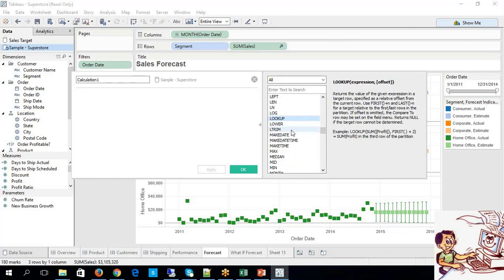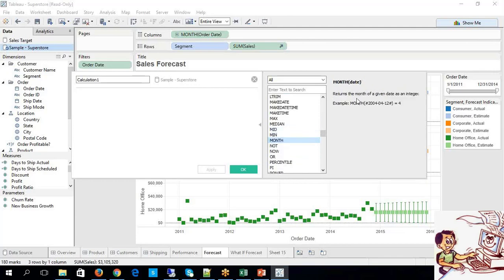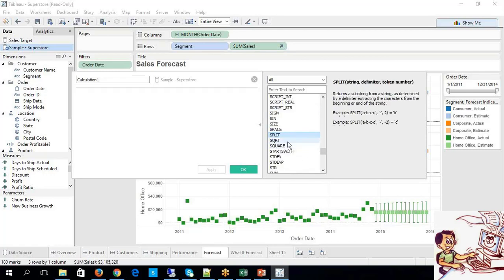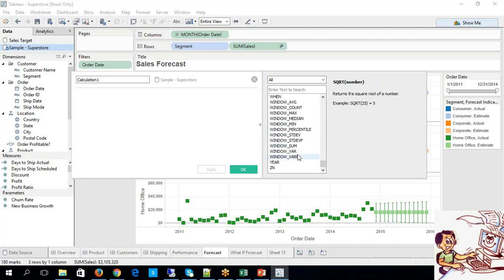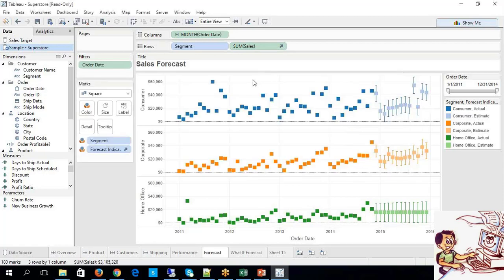Look at this, lookup functionality, month difference between the months, percentage. See, all these SQL functionalities, square root. See, plenty of stuff you have. So that is the reason I am requesting you again and again to be thorough with the SQL queries.